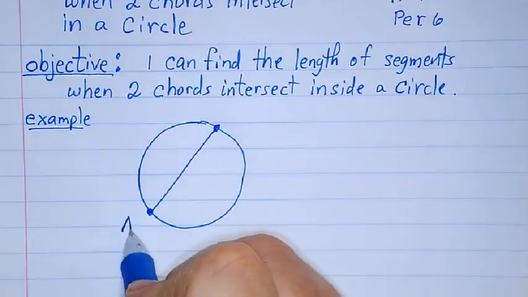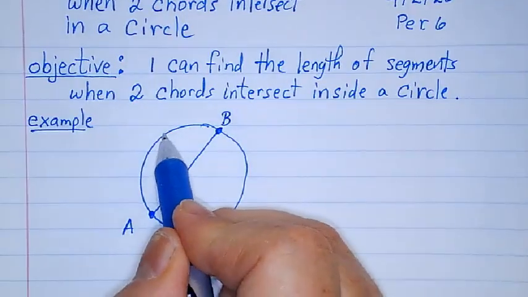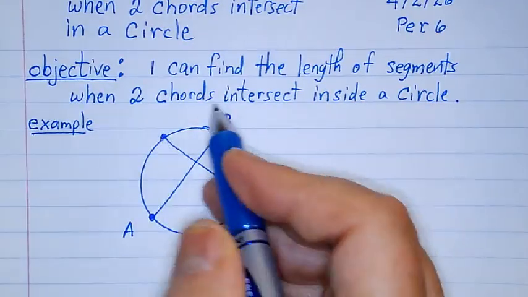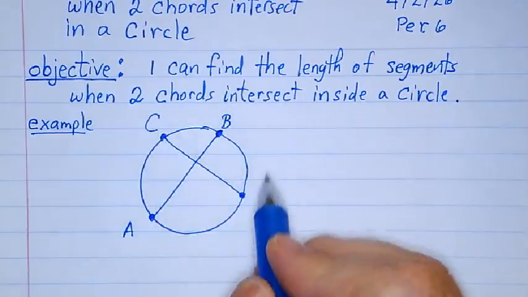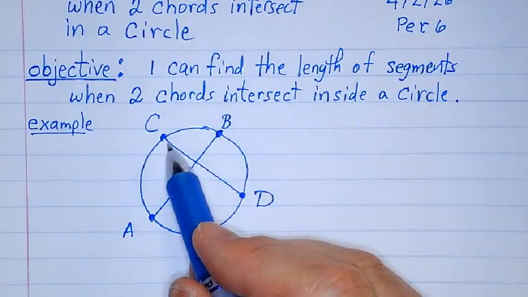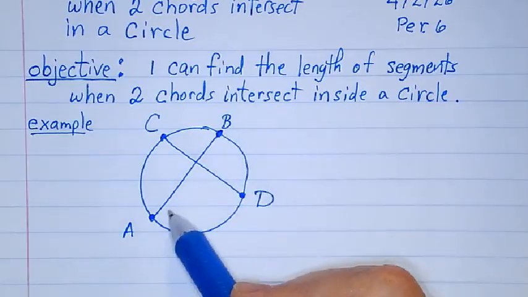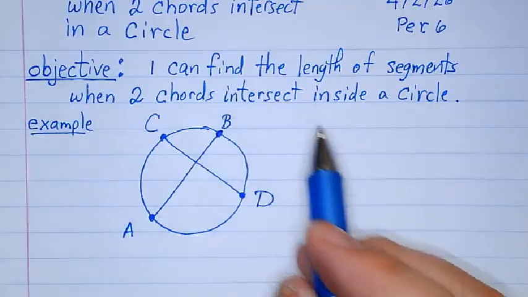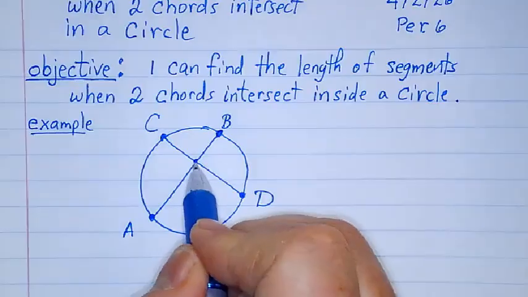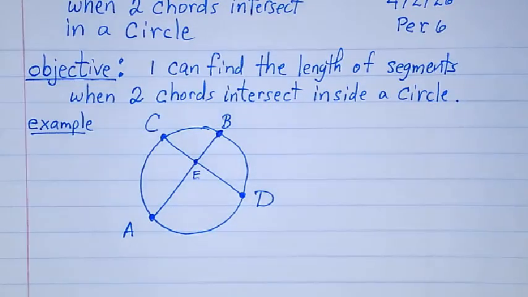Maybe we can call this point A and call this point B. And this is a chord. We call that point C and call that point D. And it's a chord because the endpoints lie on the circle. That's chord AB because the endpoints lie on the circle. It's a chord. The point where they intersect, let's just give it a name. Let's call it point, I don't know, E. And there we go.